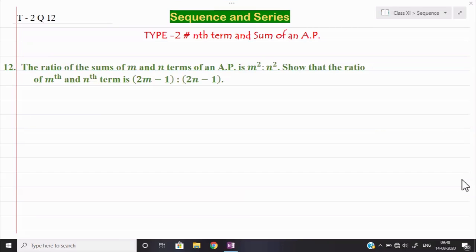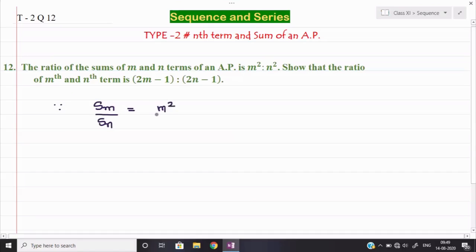First of all, since it is a single AP given to us, so common difference we can suppose by d, and first term we can suppose by a. Okay, so let us start with the given things first. What we have given here. First, we shall mention here, since we have given that sum of m terms upon sum of n terms. The sum of m terms I am showing by Sm, and sum of n terms I am showing by Sn is given equal to m square upon n square.